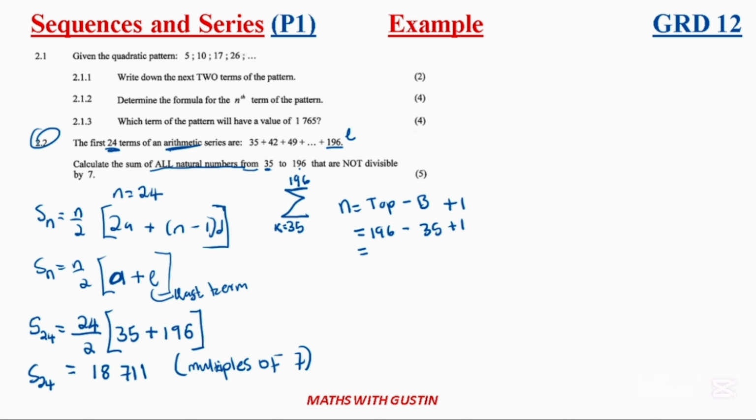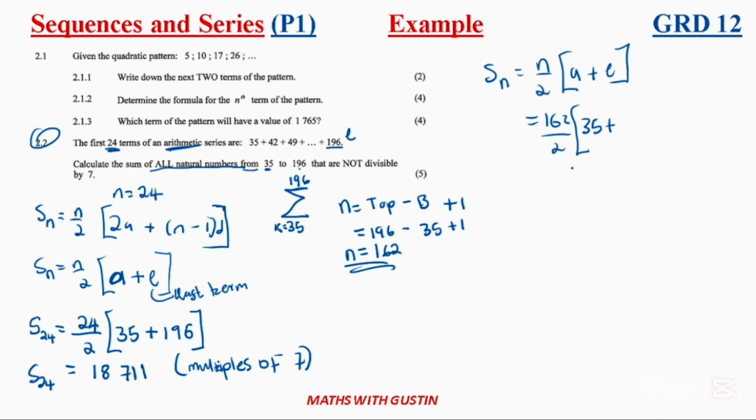Let me check on my calculator. 196 minus 35 plus 1 is going to give us an n of 162. So this gives us the total number of n's. So this means now you can come here and say, okay, the sum of those terms is going to be 162 terms divided by 2, the first term which is 35, and therefore the last term would have to be 196, close bracket. I know a lot of learners are going to struggle to find this, but please just think about it in terms of sigma notation. All right, so here we go. Now this is the sum of the 162 terms.